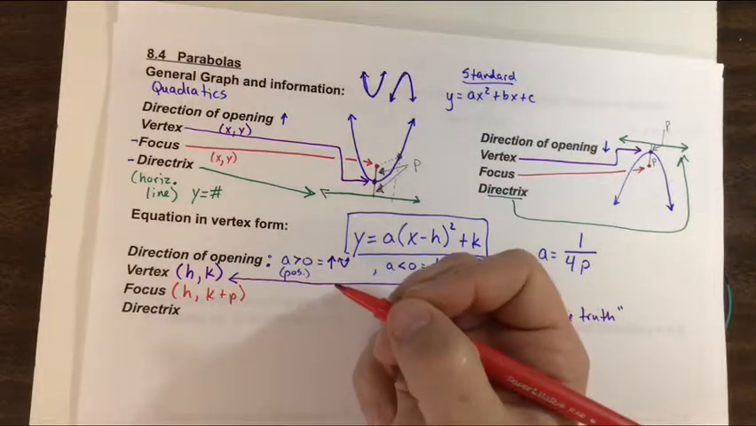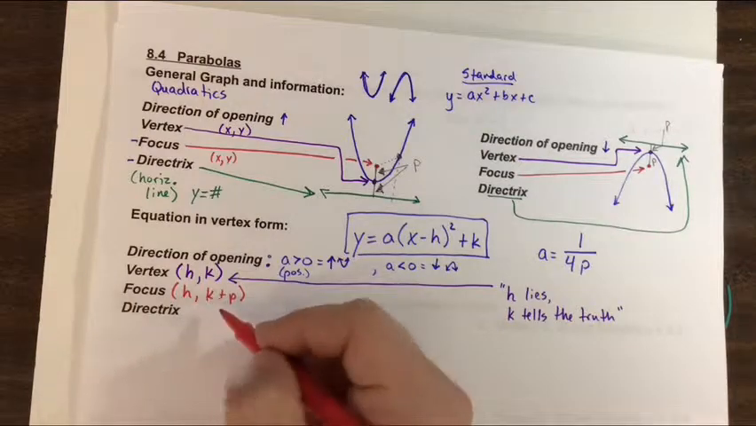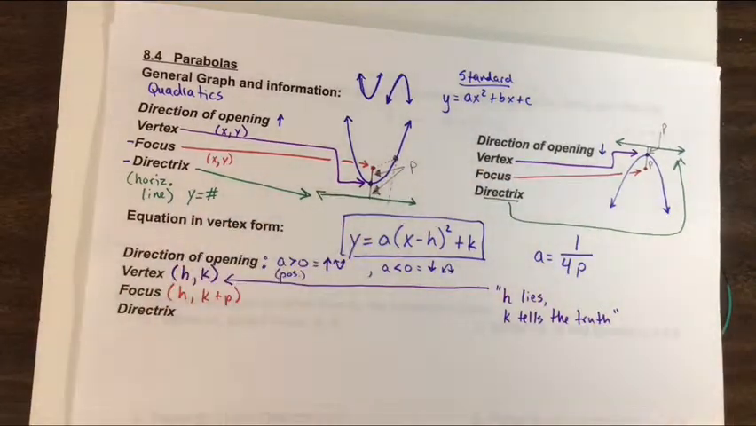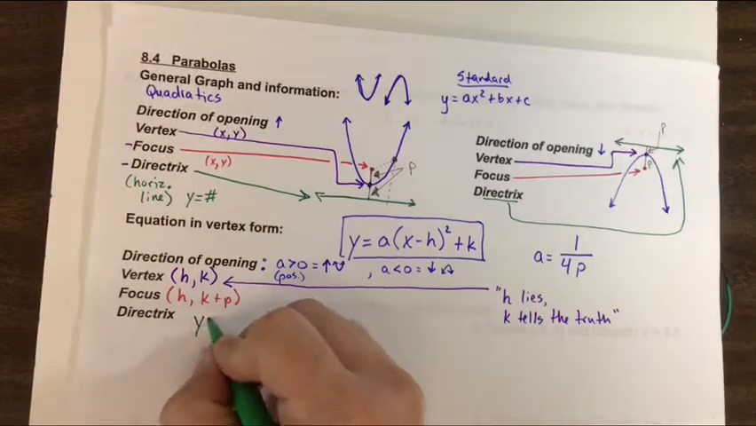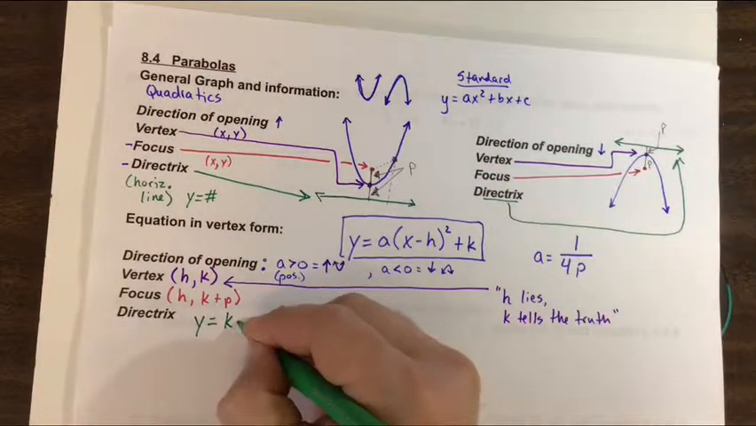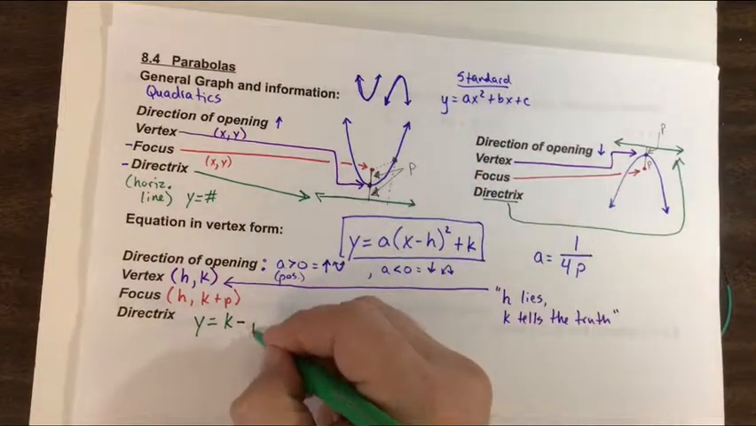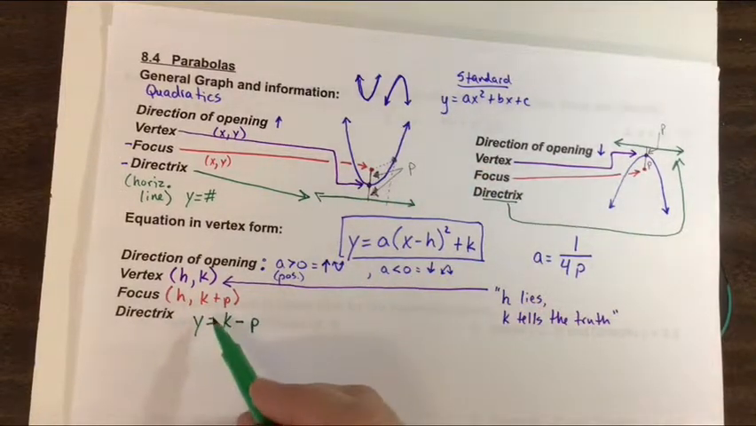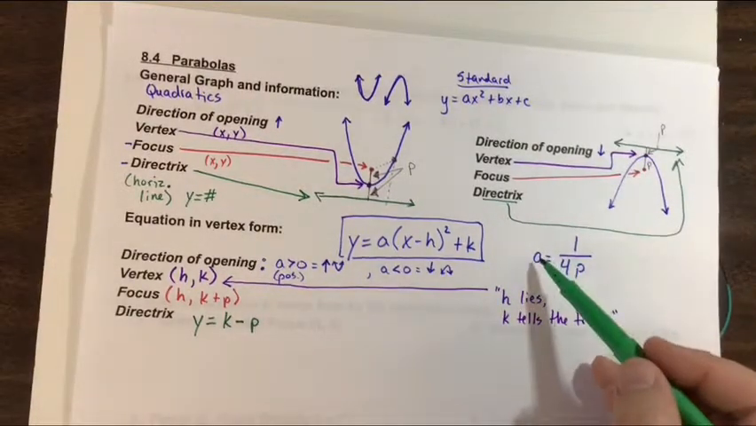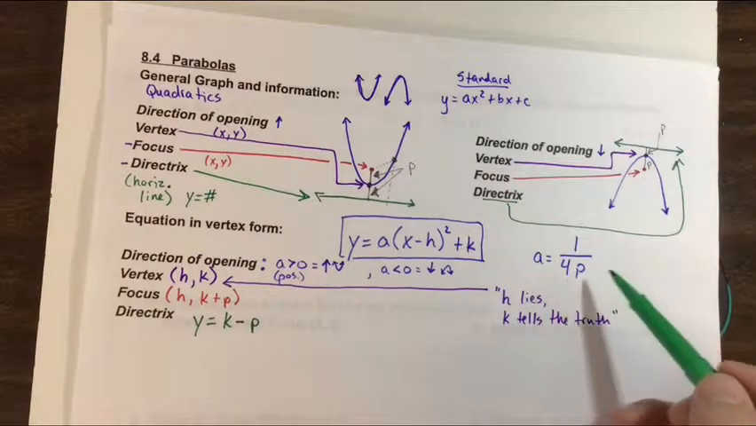All right? But the directrix is also based off of that. The directrix is always a horizontal line that is just y equals whatever that k value was minus that p value. This will work whether it opens up or down. Here's all you need to remember. If this opens up, a is negative, so when you solve this, p is negative.